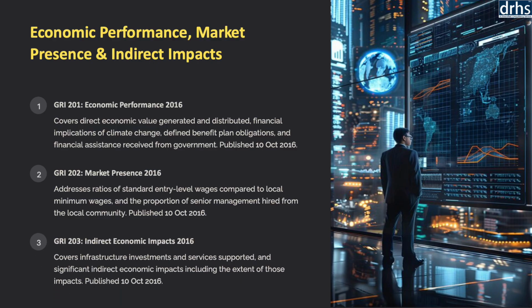GRI 203, Indirect Economic Impacts, 2016, extends the analysis to broader societal contributions, including infrastructure investments and the facilitation of economic development. It captures both positive and adverse ripple effects of business operations on communities and regions. Together, these standards provide a comprehensive and impact-oriented lens, enabling organizations to demonstrate not only financial performance but also their commitment to equitable growth, local empowerment, and sustainable economic development.